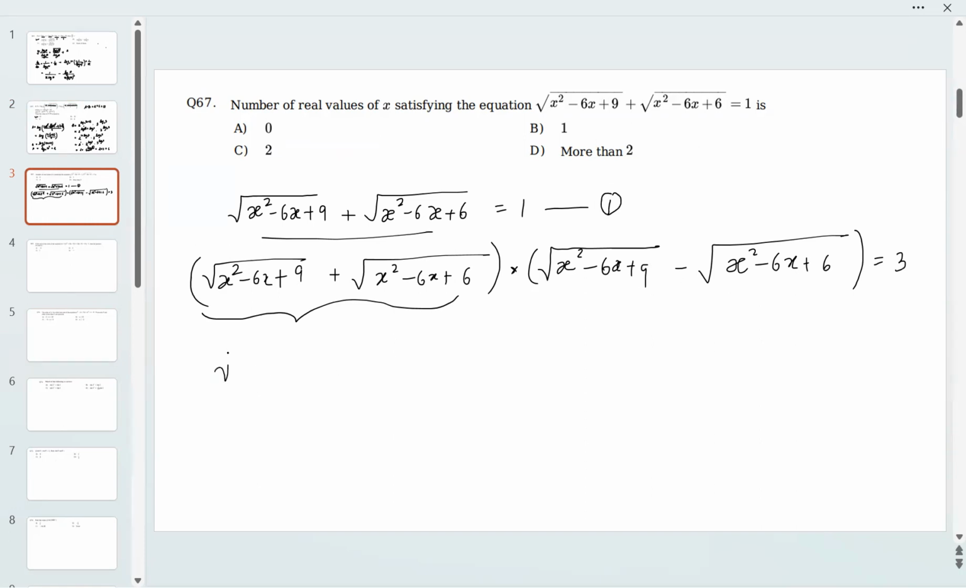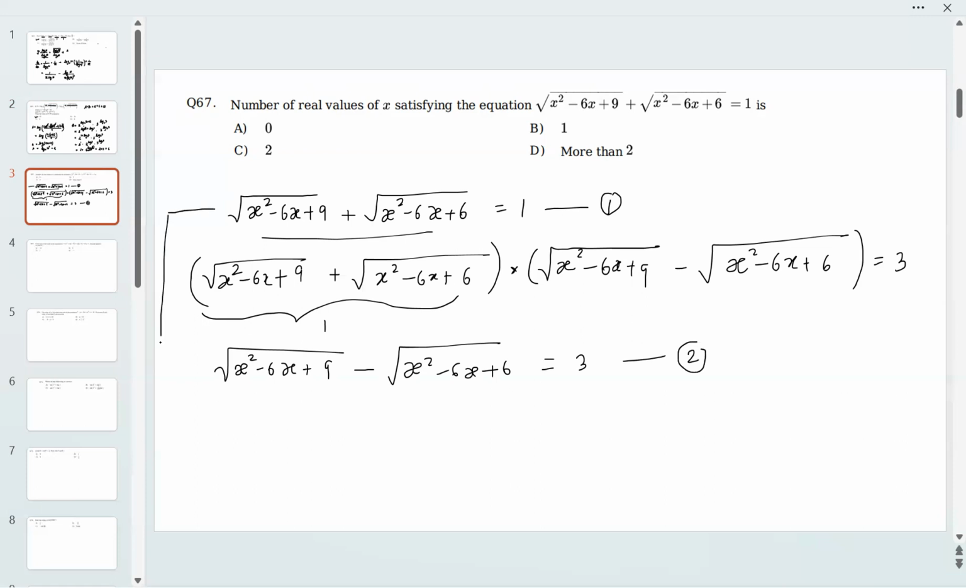So I will get square root of x square minus 6x plus 9 minus square root of x square minus 6x plus 6 equals 3. This is equation number 2. Now, if we add both of them, the negative and positive parts get cancelled, and we will get 2 times square root of x square minus 6x plus 9 equals, here 1 plus 3 is 4.